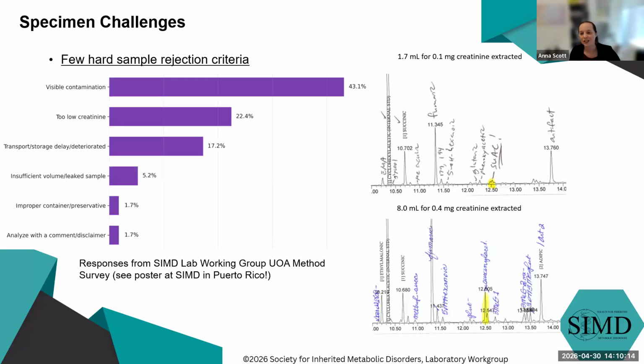What I've got pictured here on the right of this slide is a pair of urine samples that were collected on the same day from a newborn. This newborn had a flagged newborn screen for elevated succinylacetone. So the question and the concern was tyrosinemia type 1. The first sample that came into my lab was a short volume. It was less than 2 milliliters of urine, and it was very dilute. So we were only able to extract about 0.1 milligrams of creatinine.